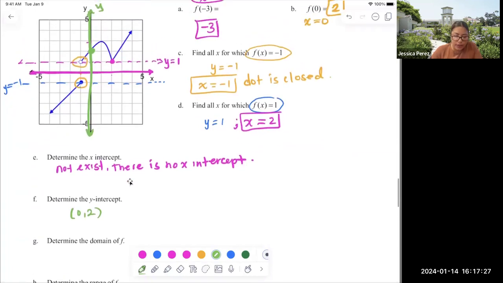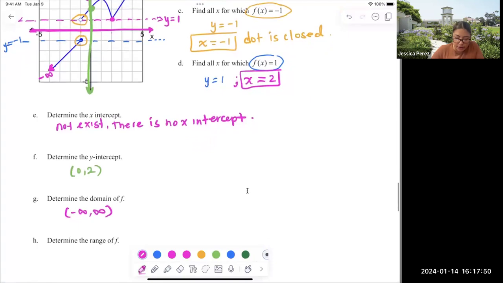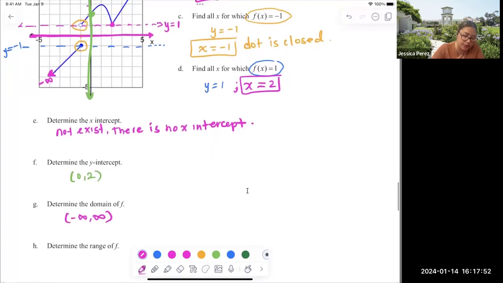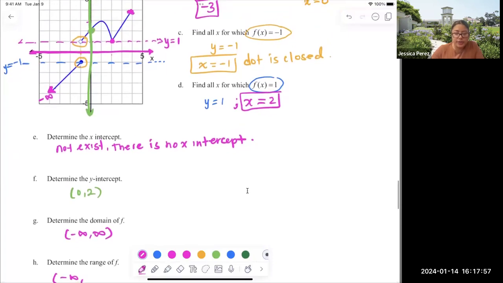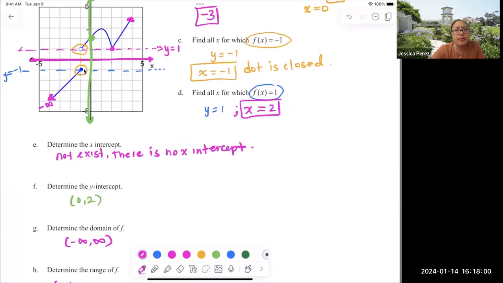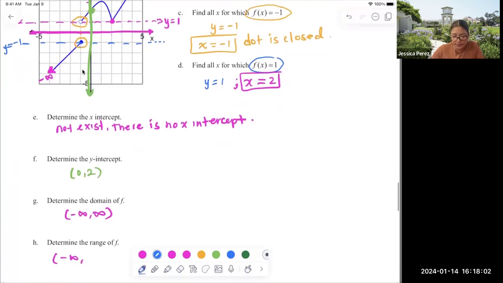And then the domain, remember, it's left to right. So the domain is from the left side, negative infinity, to the right. So it's the whole shebang: negative infinity to positive infinity. Now your range is different, your lowest point to the highest point. So notice that it's coming already from negative infinity. And then it stops at what value? At positive 1.